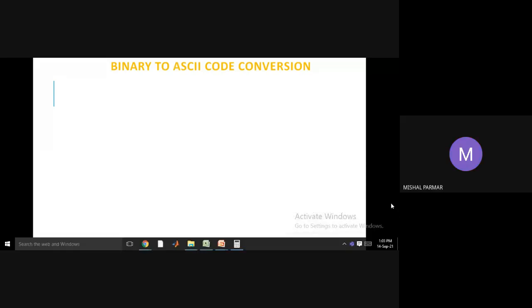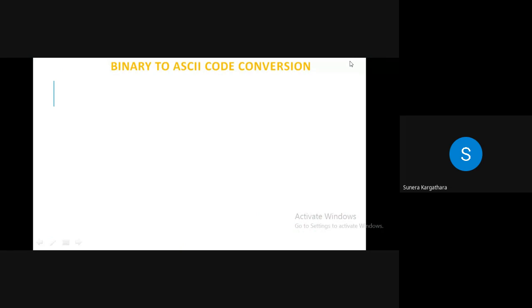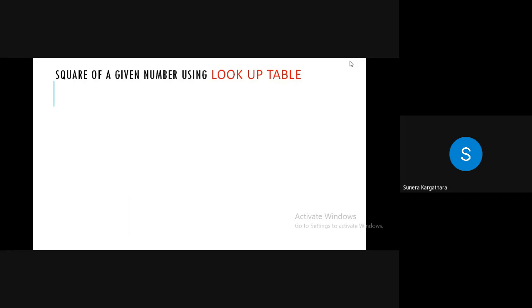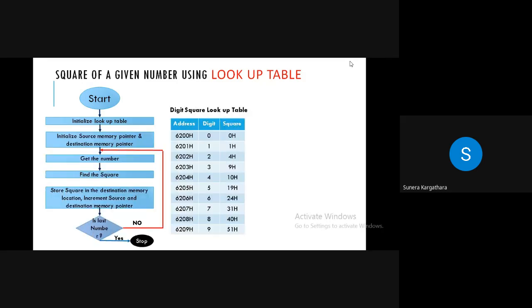Students, we discussed code conversion in our previous lecture, to understand how we can take data directly from the lookup table, starting with the square of a given number using a lookup table. Initially you load your data and your result into the table itself inside the memory, and you simply retrieve it.